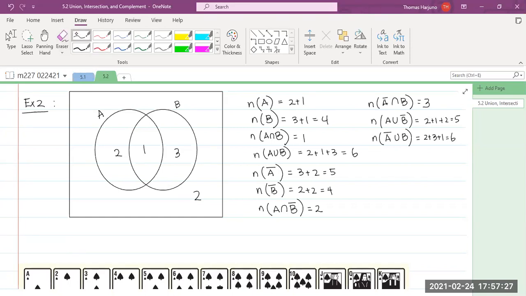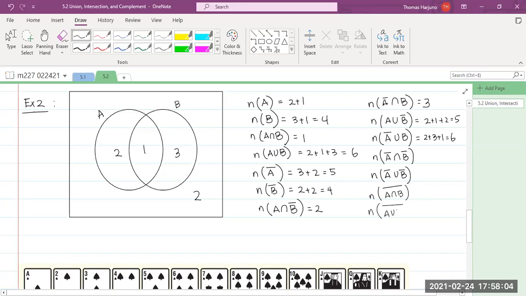Now let's try the last 2 problems before we go to probability. Number of elements not in A and not in B. That one is difficult. Number of elements not in A, union not in B. Number of elements not in the intersection. Number of elements not in the union. Think about these 4 questions.